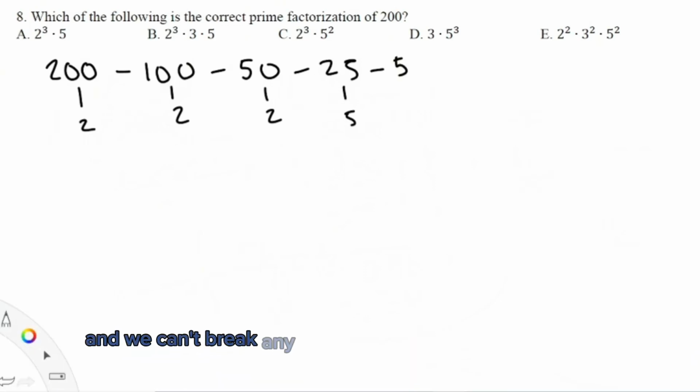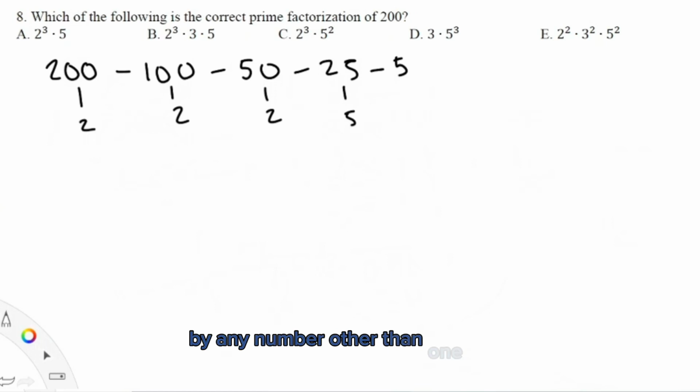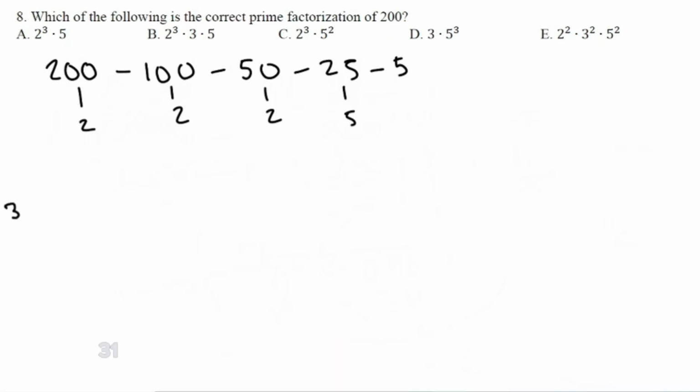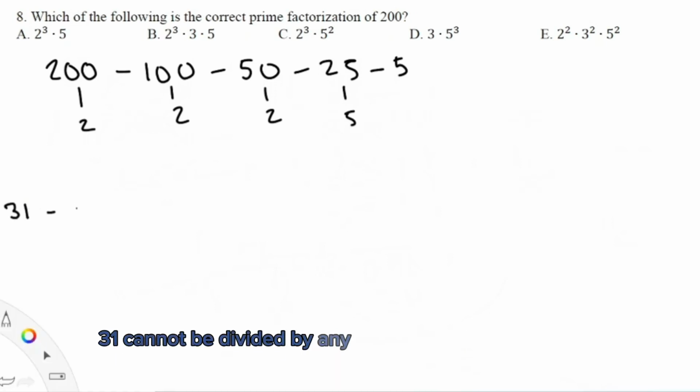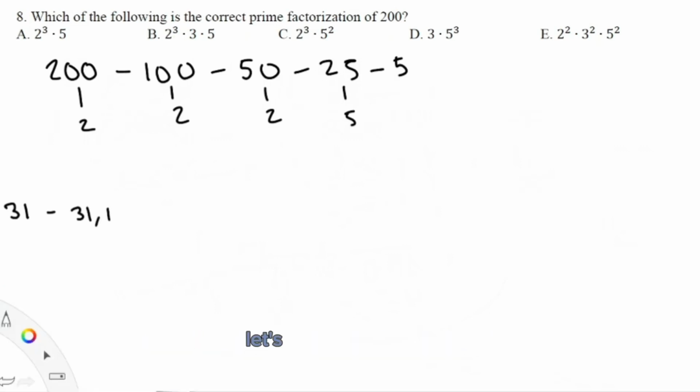Alright, and we can't break any of these numbers down even more because these are all prime numbers. So quickly, a prime number is just a number that cannot be divided by any number other than 1 and itself. So for example, 31 cannot be divided by any number other than 31 and 1. Alright, now that you know what a prime number is, let's finish this problem.